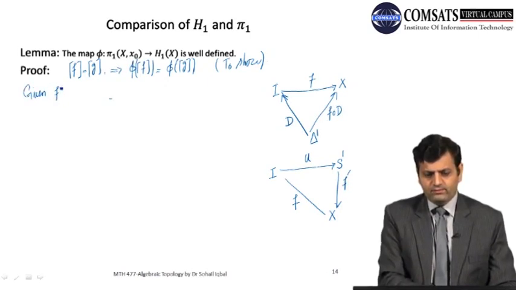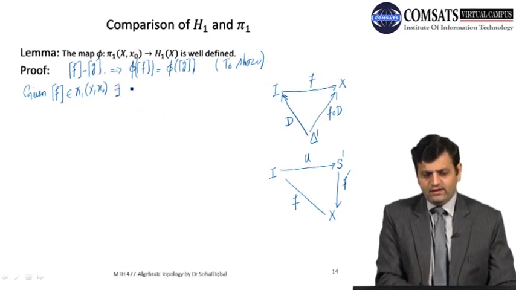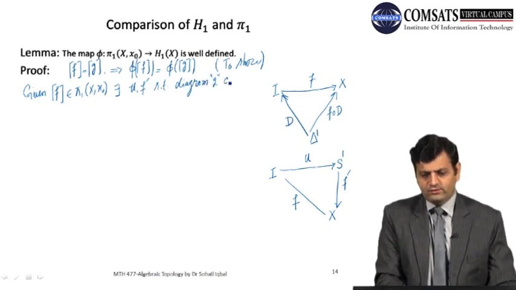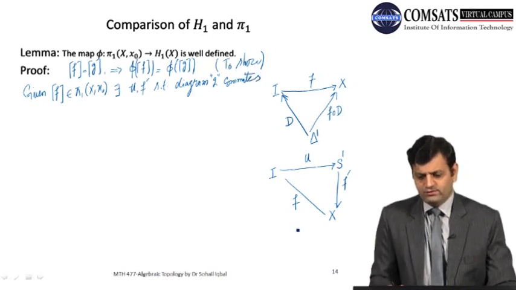Given f belongs to pi1 of X, x0, there exist u and f prime such that diagram 2 commutes. So what is diagram 2? This is diagram 2.